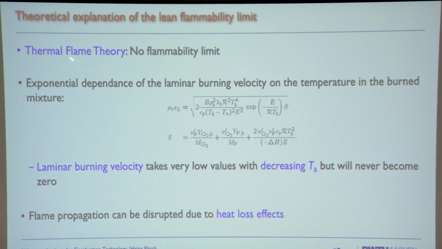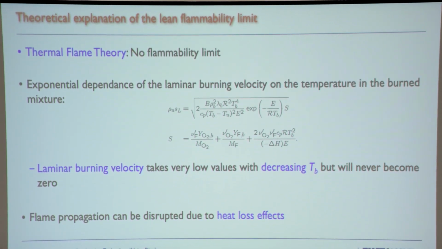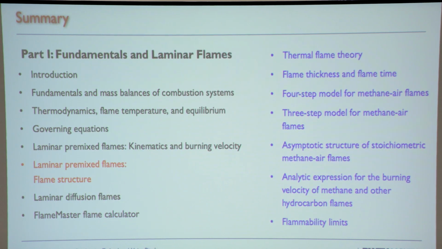Okay, so again, just to drive this point home, the thermal flame theory has no flammability limit. It burns all the way to, let's say, unburned temperature. It's just that this exponential term will make it exponentially slow, but it will never be 0. And multi-step kinetics then very clearly gives you a kinetically determined lower flammability limit. Okay, so that's the end of this section. Any questions?